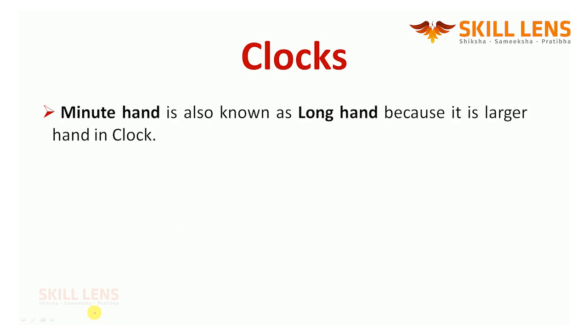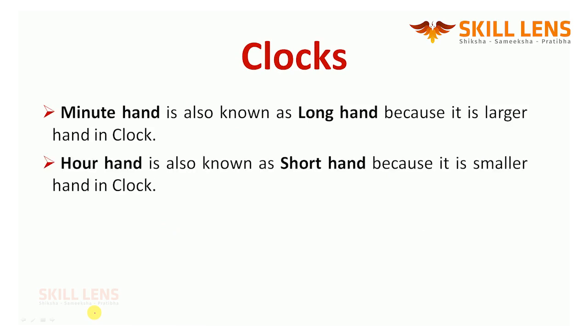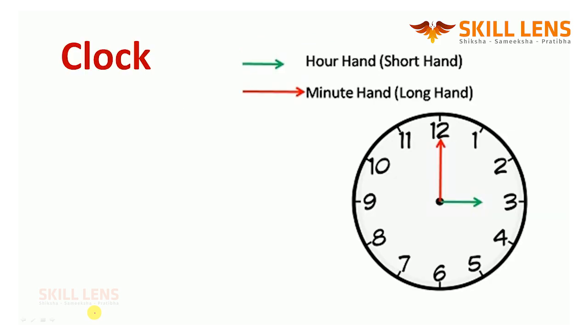Basically, a clock is going to have two hands. One is the minute hand, usually we call it the long hand. The other one is going to be the hour hand, or usually we call it the short hand. Visually it will look like this. So the red one is going to be the minute hand, which is the long hand, and the green one is going to be the hour hand.